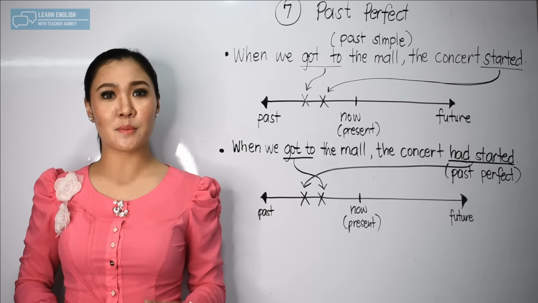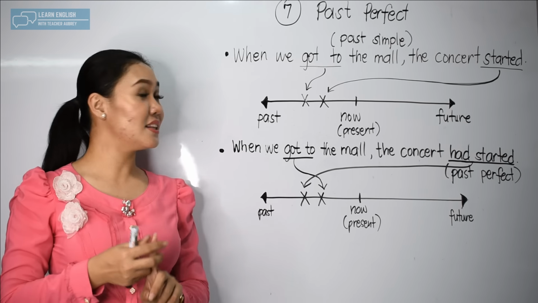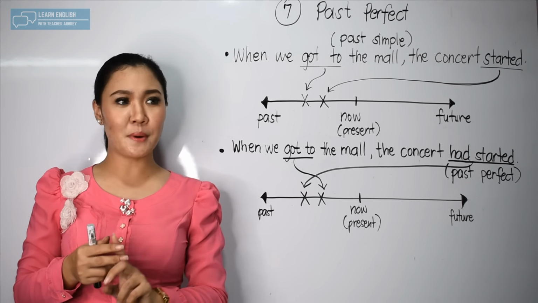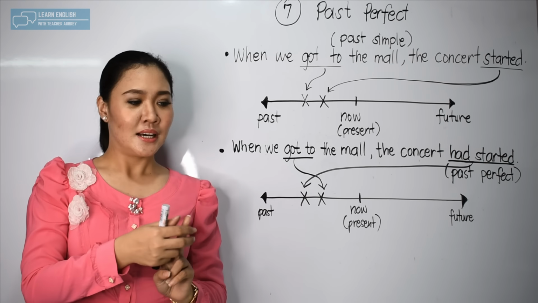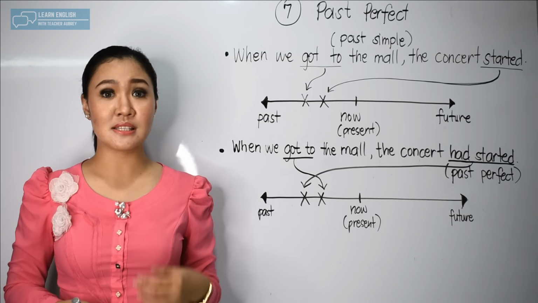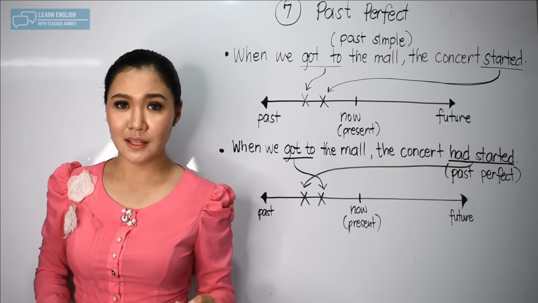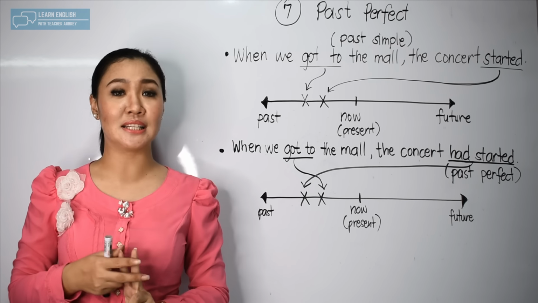Pansinin natin sa pangungusap na yun, may dalawang action. Ano yung una? Nung kami nakarating sa mall. Okay? Nakarating kami sa mall, yun yung una. Ano yung pangalawang action na nangyari? Nagsimula yung concert. Okay? Sa pangungusap na ito, ang ginamit lang nating tense of the verb is past simple. Past simple lang ang ginagamit kapag may dalawang magkasunod lang na nangyari.